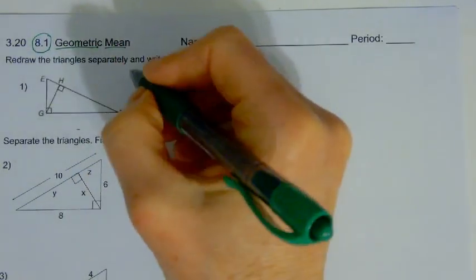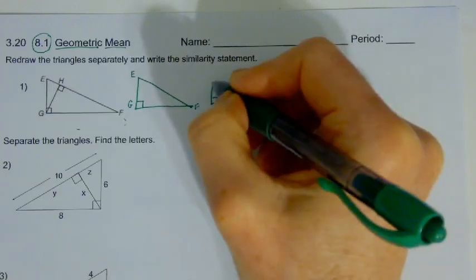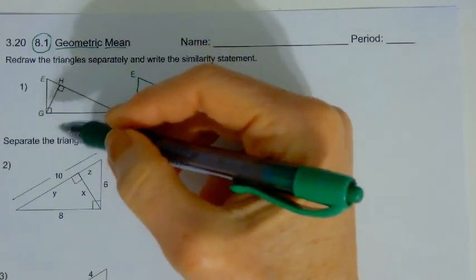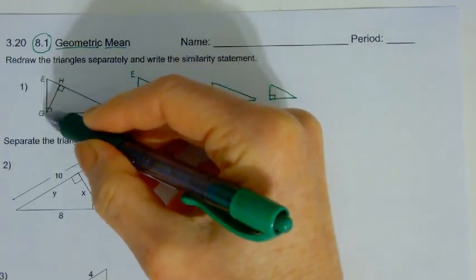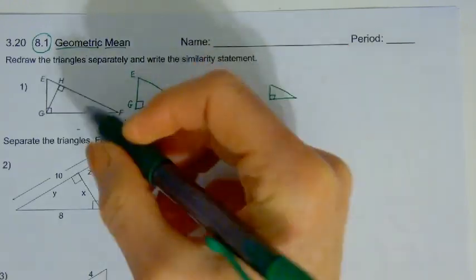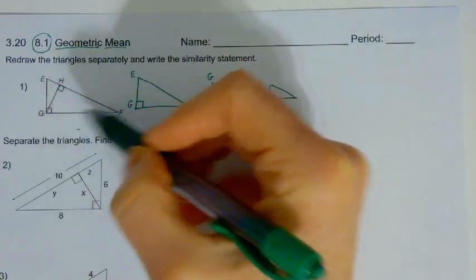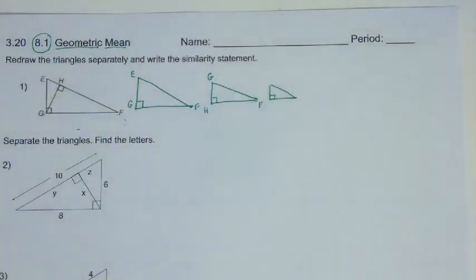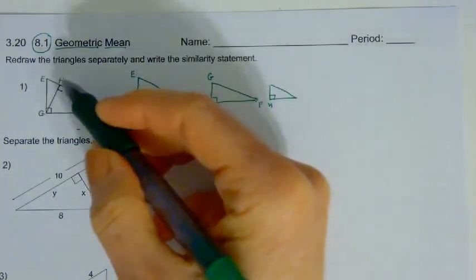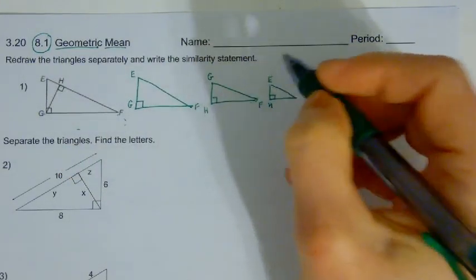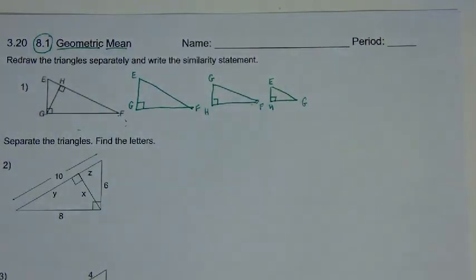So the big triangle here is E, G, and F. Now the medium triangle, we have to flip it and rotate it. H is at the right angle, and at the end of the short leg is G, and at the end of the long leg is F, or you could look at it as the hypotenuse here, G to F. And then the small triangle, the right angle is at H, and the end of the short leg is E, and the end of the long leg is G. Okay, they're redrawn and labeled.